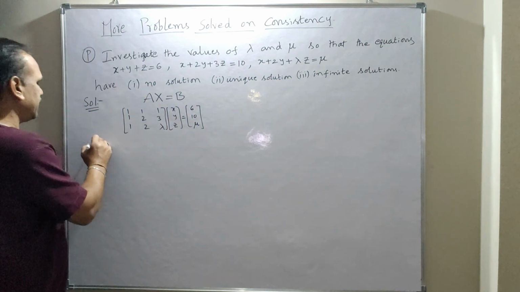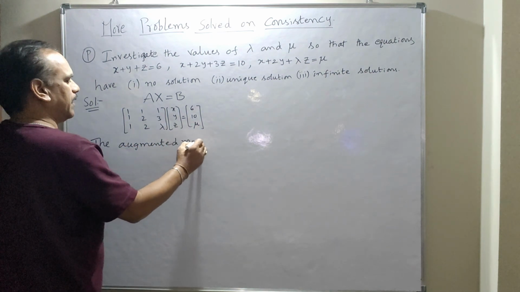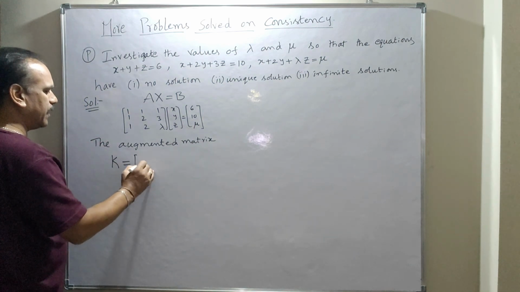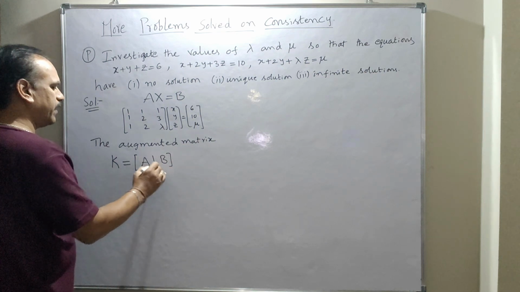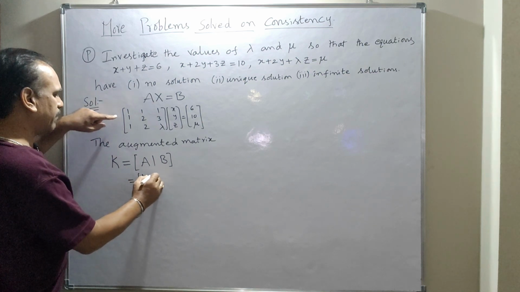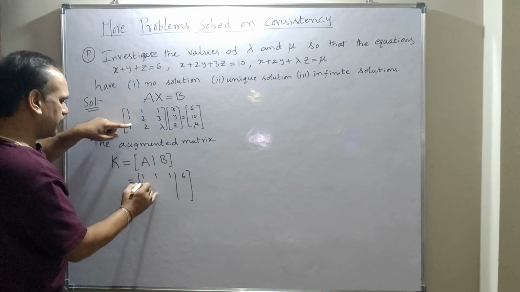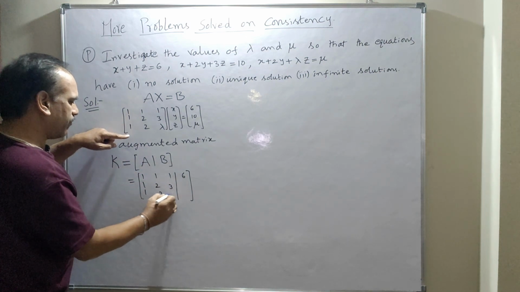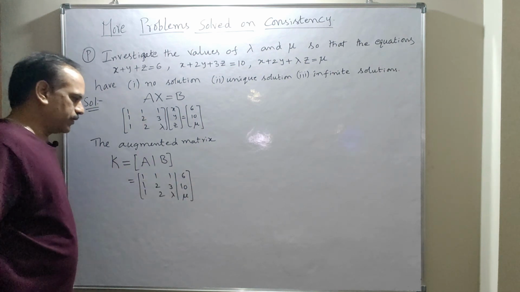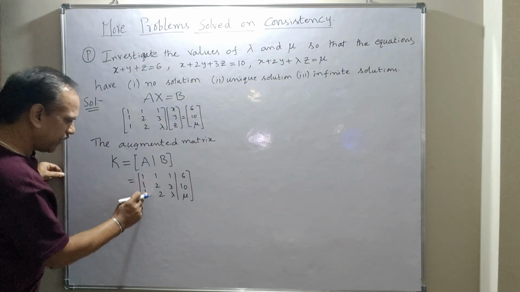So what is the augmented matrix? The augmented matrix, as we discussed in the previous lecture, is denoted by K and written as the matrices A and B side by side. So if you write, what you will get? You will get 1, 1, 1. Matrix B is 6. Here matrix A is 1, 2, 3, 1, 2, lambda. Here we need to write matrix B 10 and mu. What we have to do is you reduce this to echelon form, right? So first of all you have to make these two entries 0.